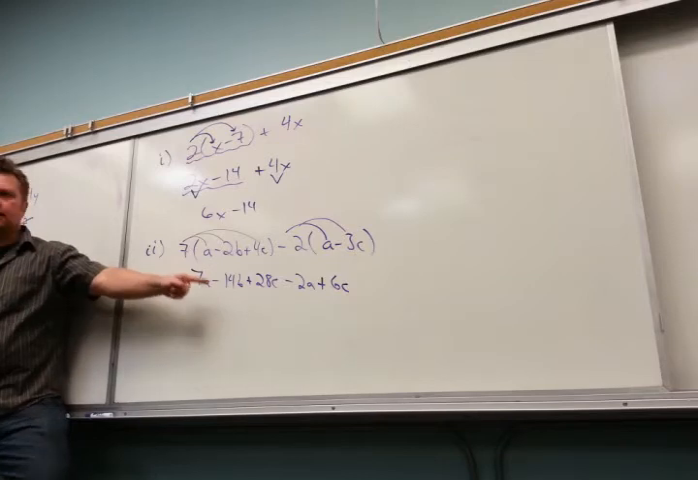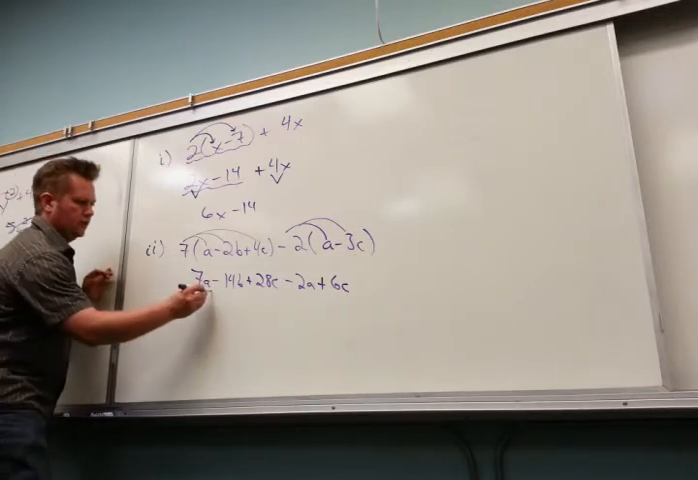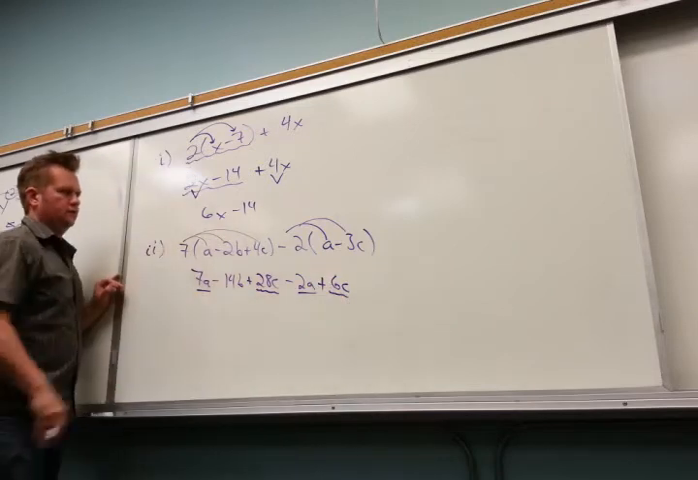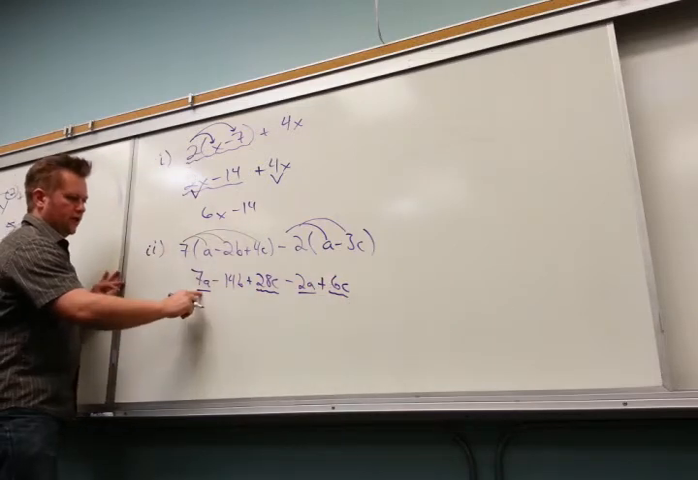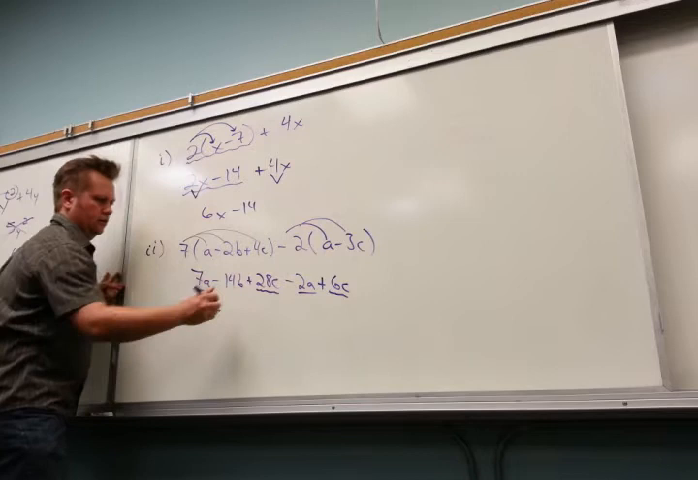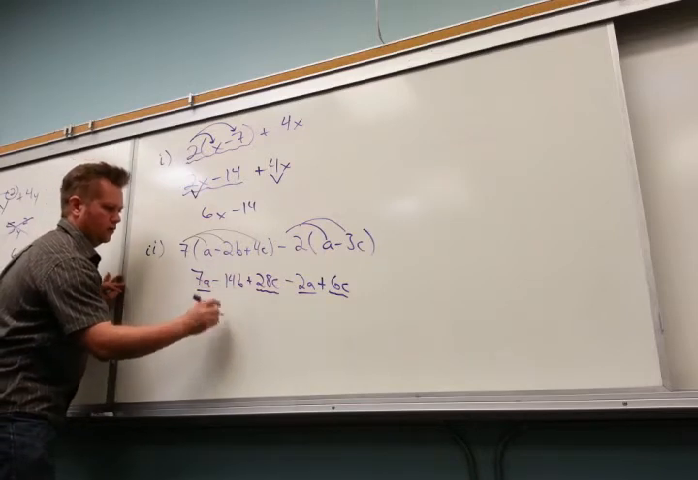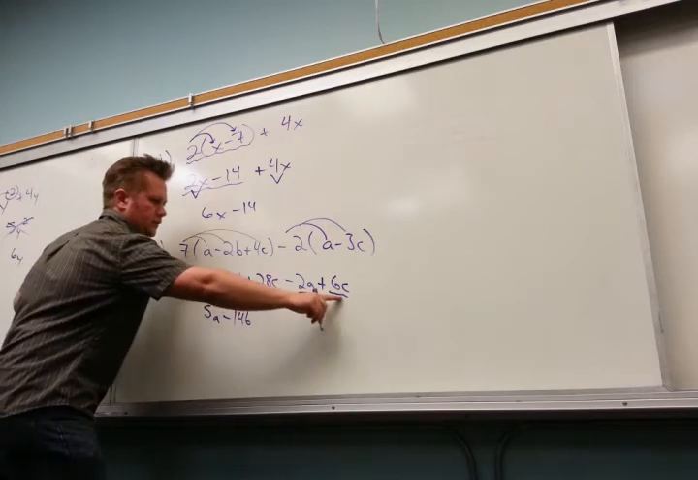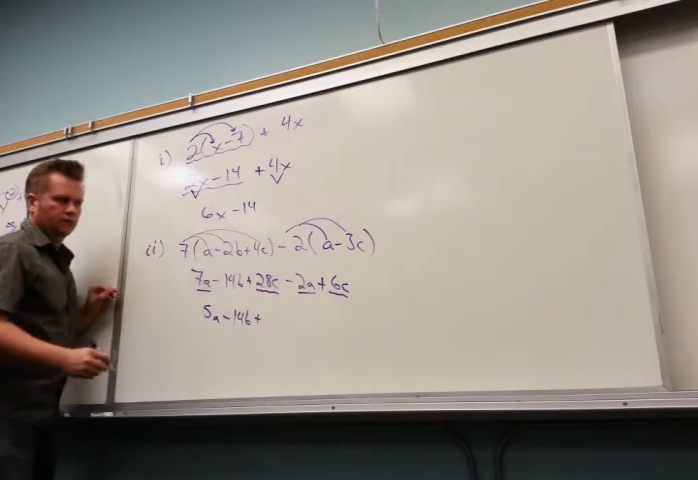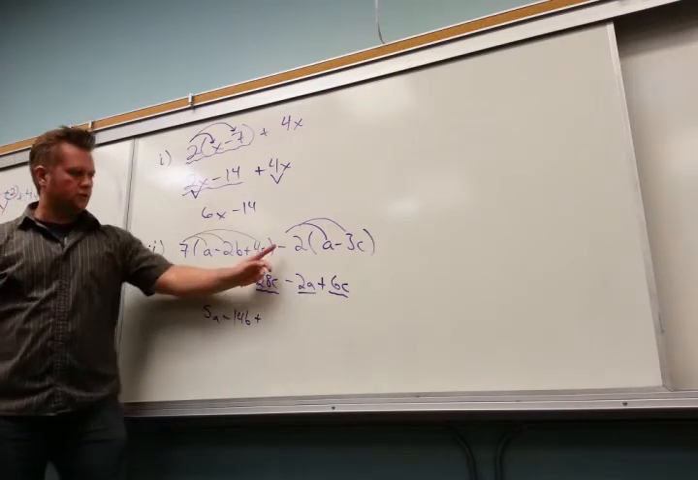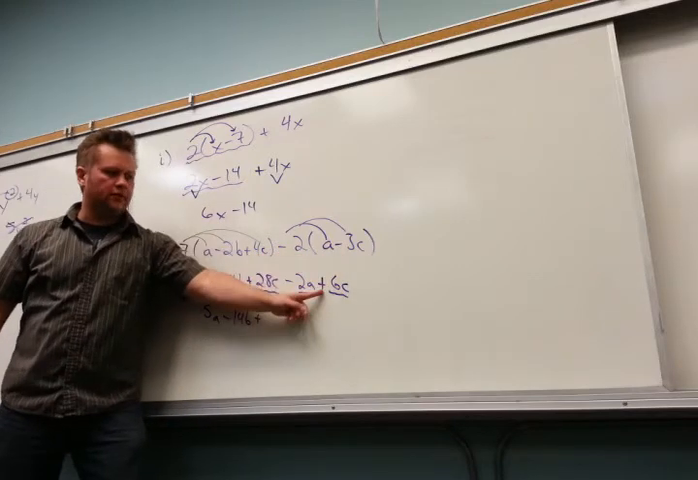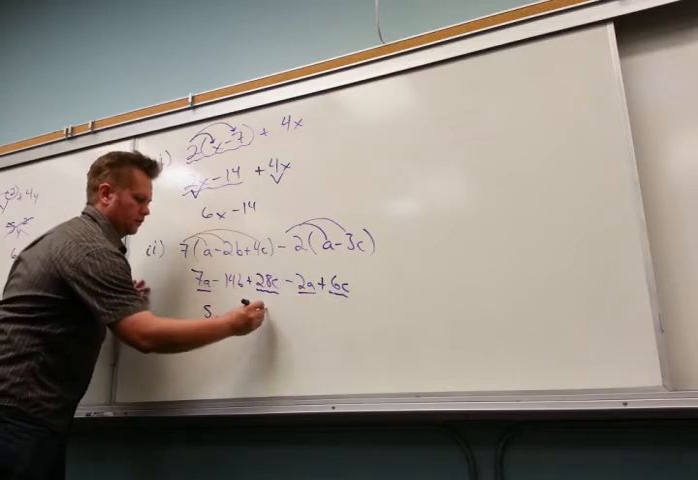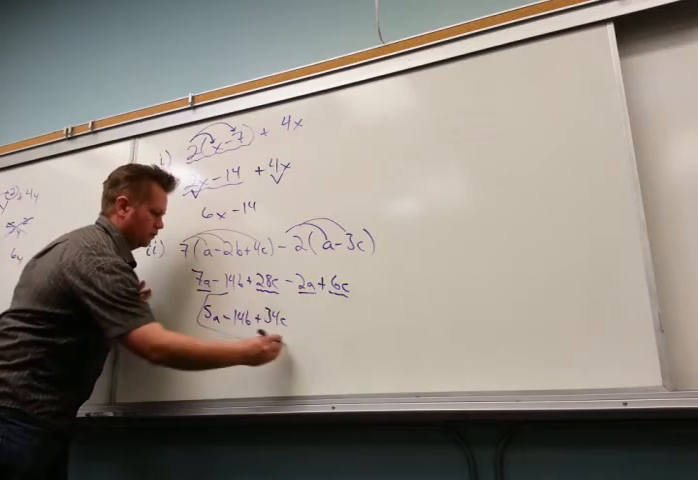And now what can you combine? Yeah, the A's and the C's. The B's are left out. So 7A minus 2A, 5A. My 14 B's are left alone, poor little dudes. And then 28C plus 6C. Negative 2 times negative 3 is plus 6. Cool. So 28 plus 6, 34.